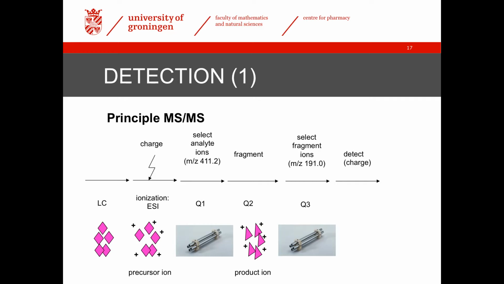As a reminder, with MSMS detection, the analyte that elutes off the HPLC column is ionized, and in the first quadrupole, ions with one specific mass-to-charge ratio are selected. For risperidone, this is 411.2. All ions with other mass-to-charge ratios are removed. In the second quadrupole, the selected ions are fragmented, and in the third quadrupole, a fragment ion that is specific for the analyte is selected. In this case, its mass-to-charge ratio is 191.0. These ions are then finally detected.